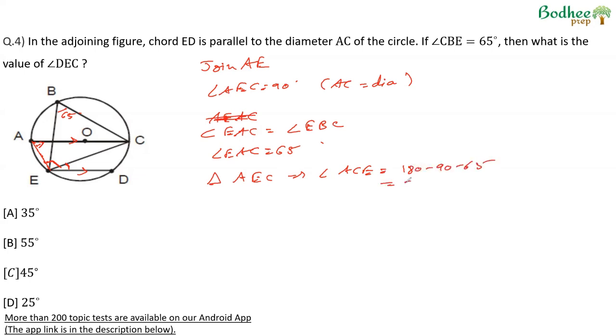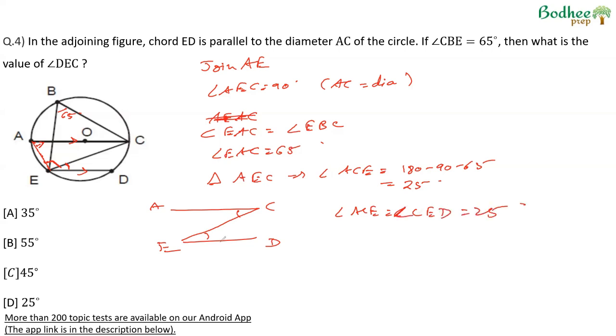to 25 degree. Also, on sides AC and ED, which are parallel, we have a transversal CE, and therefore this angle is equal to this angle. Alternate angles or interior angles on both sides of the transversal have to be equal, and therefore angle ACE will be equal to angle CED, or DEC, and therefore this is nothing but 25 degree. Option D becomes the answer.